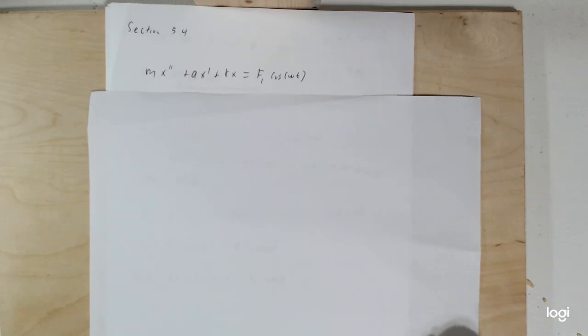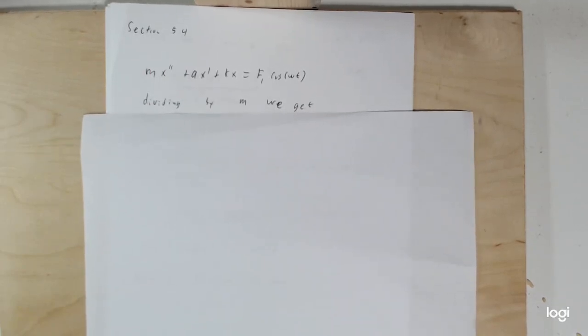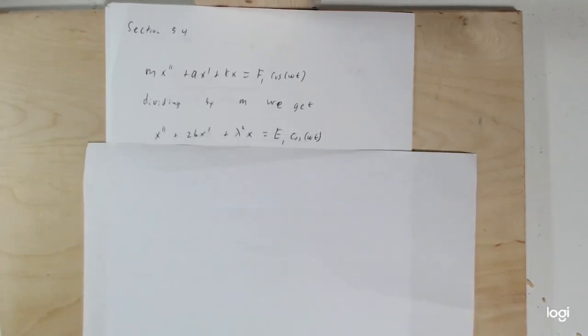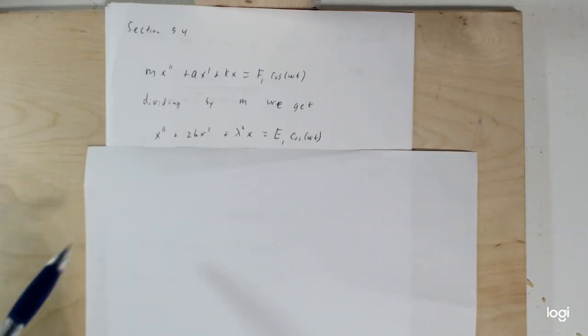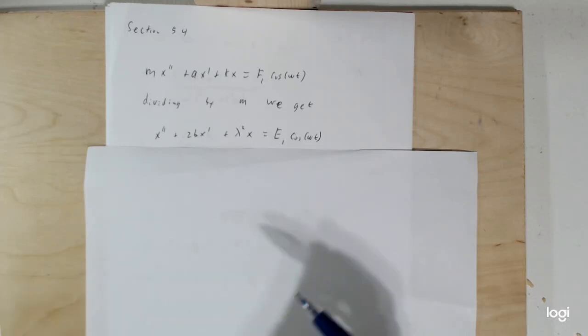Okay, as usual, to make it fit our notation, we divide through by m. So when we divide through by m, we get a over m, which is 2b, the way we define b. We take lambda squared to be k over m. And we define this new variable E1 to simply be the F1 magnitude divided by the mass. And that sort of makes sense that if you have a really massive object, the force is not going to have nearly as much effect on it as a lighter one.